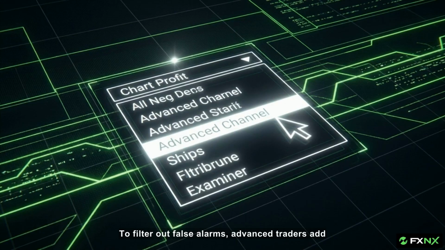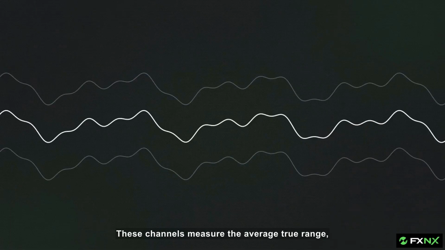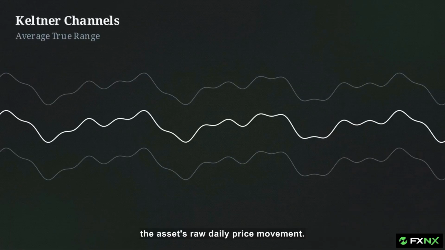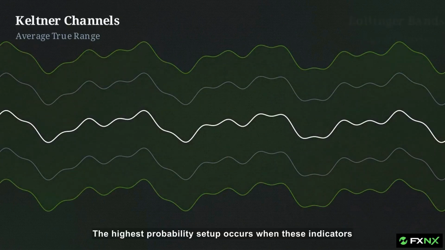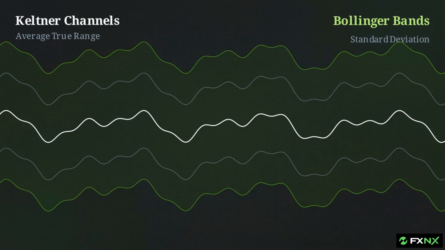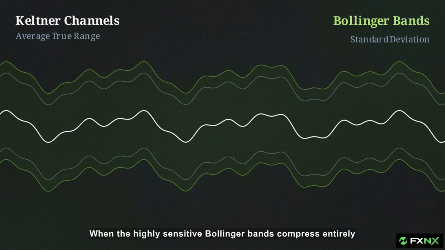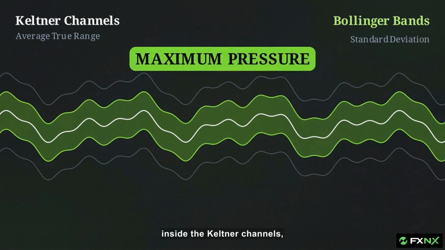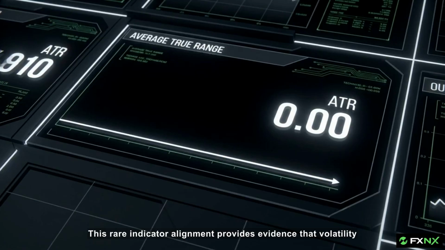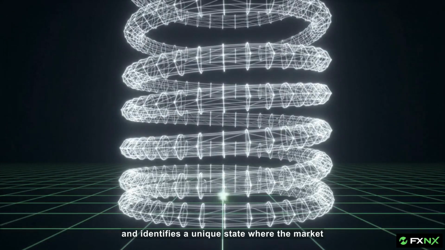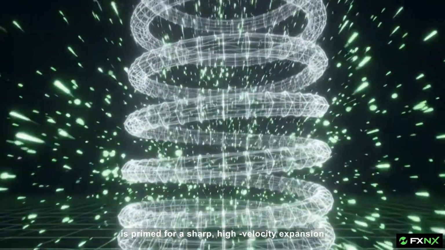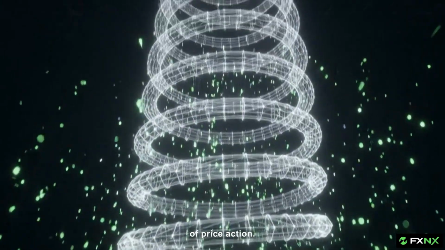To filter out false alarms, advanced traders add a second layer of confirmation, Keltner channels. These channels measure the average true range, the asset's raw daily price movement. The highest probability setup occurs when these indicators overlap. When the highly sensitive Bollinger Bands compress entirely inside the Keltner channels, it flags a maximum pressure state. This rare indicator alignment provides evidence that volatility has reached a historical low and identifies a unique state where the market is primed for a sharp, high-velocity expansion of price action.